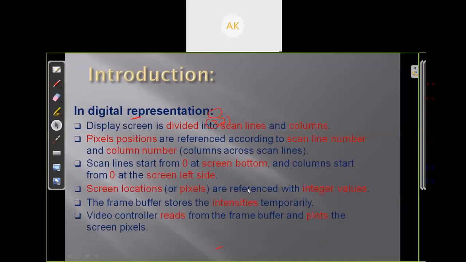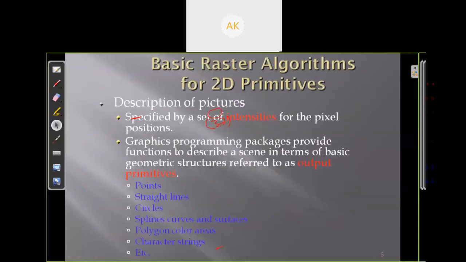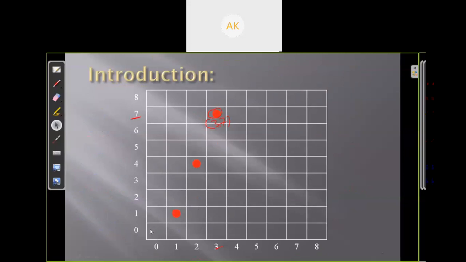And all these pixel positions have integer values. We cannot define our pixel position in real numbers or float numbers. As you can see, the line numbers are integers: 0, 1, 2, 3, 4, 5, 6, 7 up to 8. In the same way, the vertical lines are 0 to 8, and the horizontal lines are also 0 to 8.